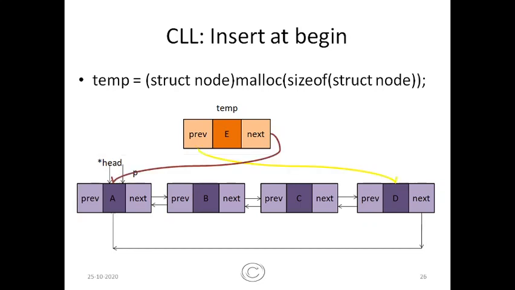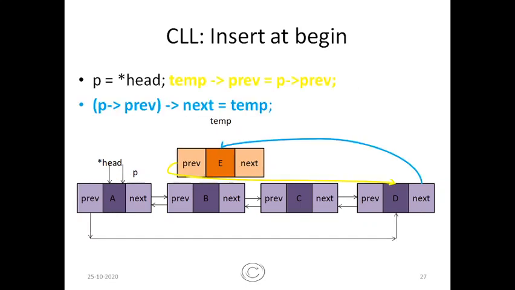Now how do you do that? We have already declared a temp node and allocated the memory. Now this will be executed fast. So the head address will be assigned to P. P will be a temporary pointer, and the head address will point to that.